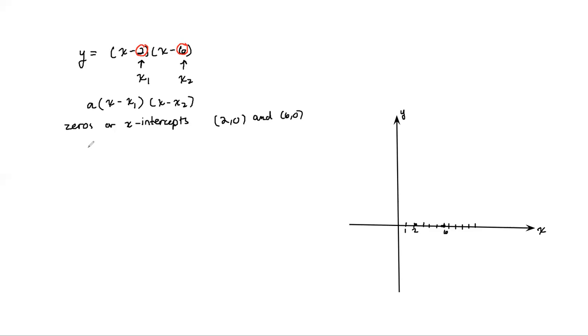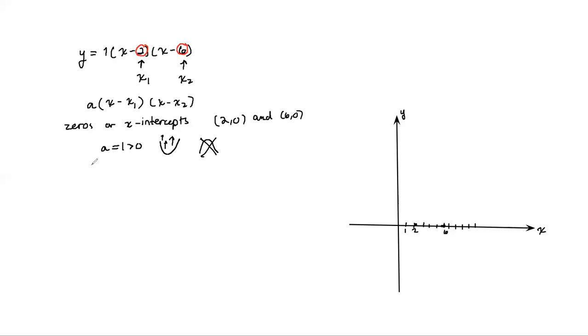So what else can we notice? We notice that a is equal to what? A is equal to 1, right? It's as if I have a hidden 1 right here. So since a equals 1, that means that it is greater than 0, which means that my parabola will look like this. It will not look like this, because it will be going upward, since it is positive.